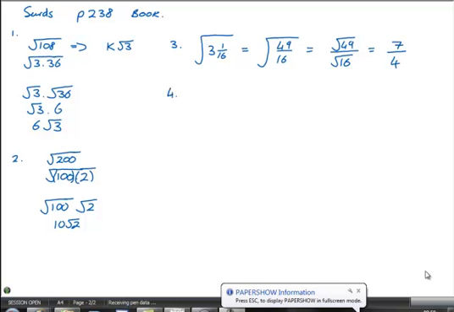Question 4. Express the root of 48 in the form a root b, and b has to be a prime number. It's worth remembering prime numbers. The first couple of prime numbers would be 2, 3, 5, 7. 9 is not a prime number. It's an odd number, but it's not prime. 11, etc. So most people forget that 2 is prime, and a lot of people often think that 1 is considered a prime number. It's not.